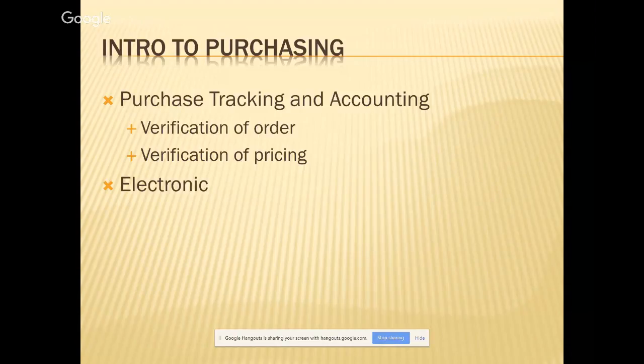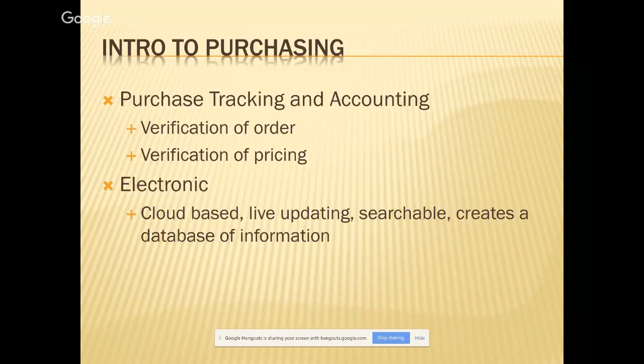The two types of systems, as I said before, we can have an electronic or a software-based system like Rubber Stamp, and a few others. The benefits include being cloud-based. I can't stress enough how important that is to have everybody on the same version of a file at the same time.